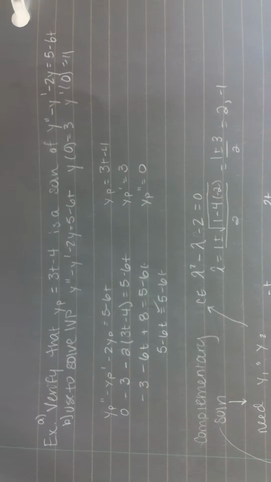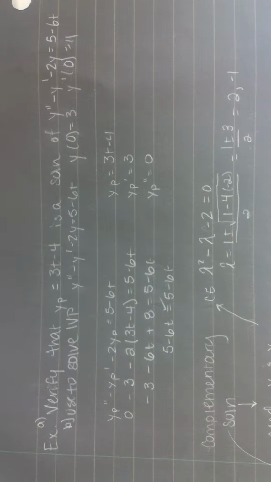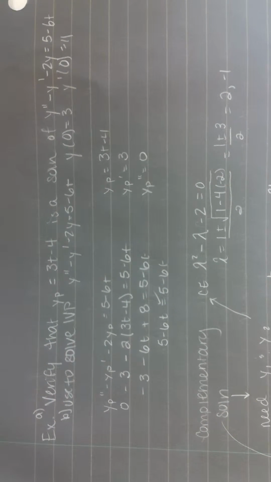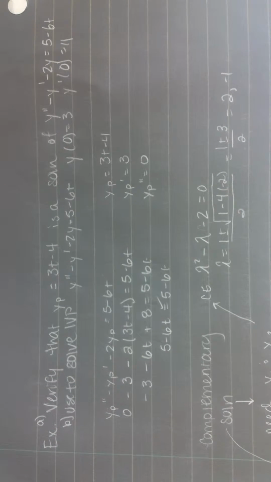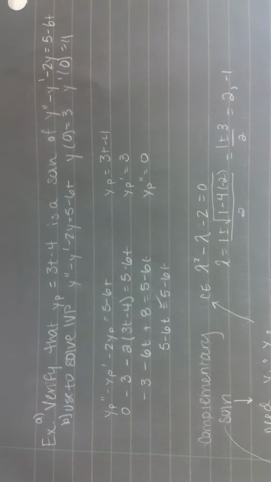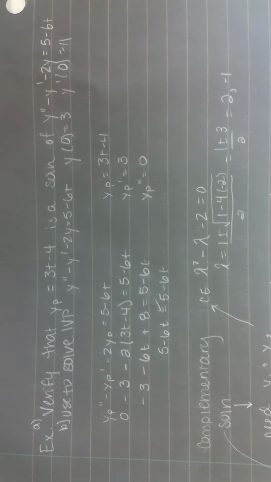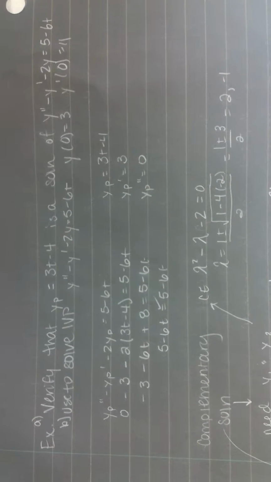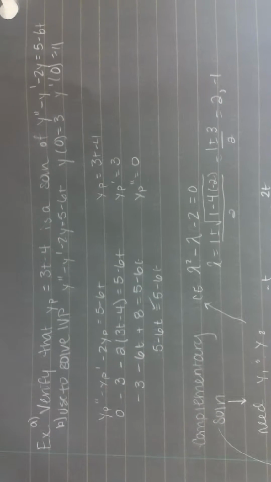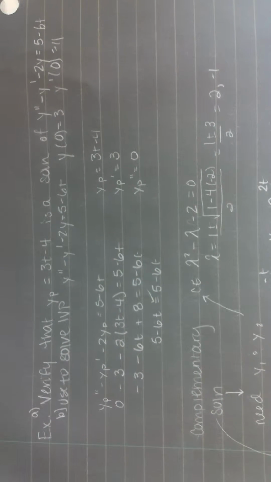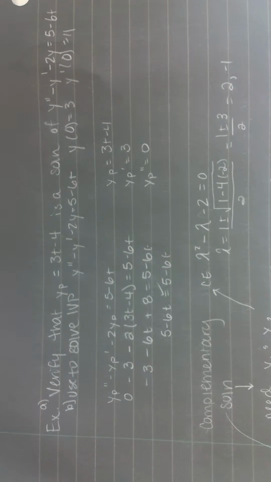So let's take a look at an example. If I asked you to verify that the particular solution 3t minus 4 was a solution of y double prime minus y prime minus 2y equals 5 minus 6t, where p is negative 1, q is negative 2, and g is 5 minus 6t, and then also use the fact that y of 0 equals 3 and y prime of 0 equals 11 to solve the IVP, we'd go through the following process.